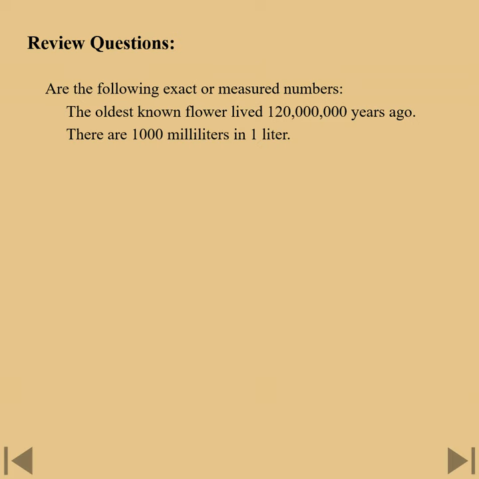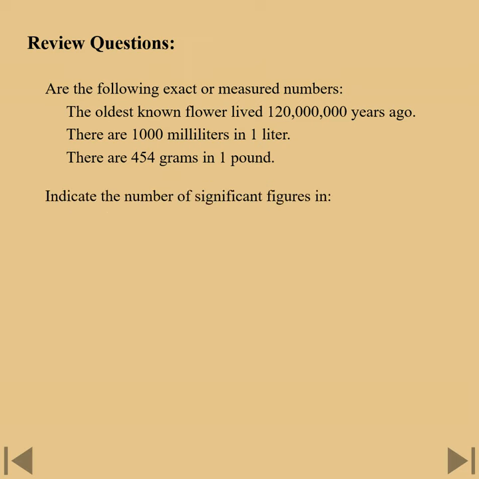2 units in the same system is one of our 2 examples of exact numbers. What about there being 454 grams to a pound? No, that's measured. The metric system isn't based on the English system or vice versa. So they took a pound and measured it in grams.